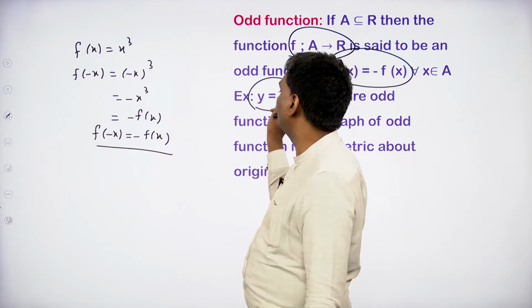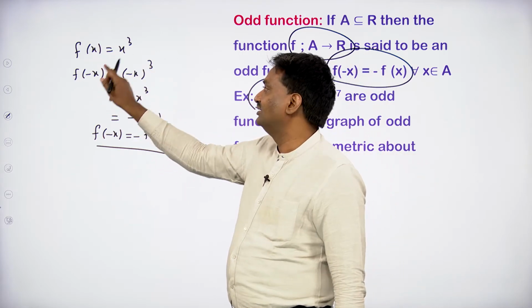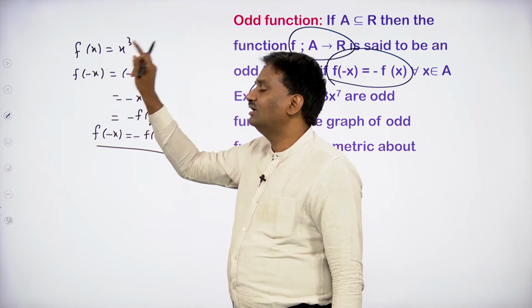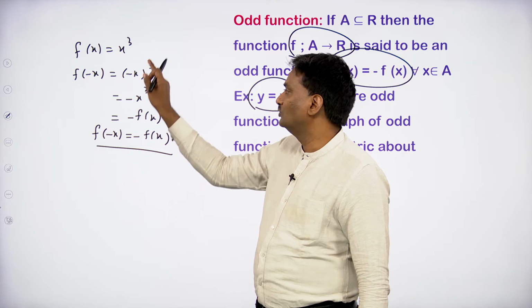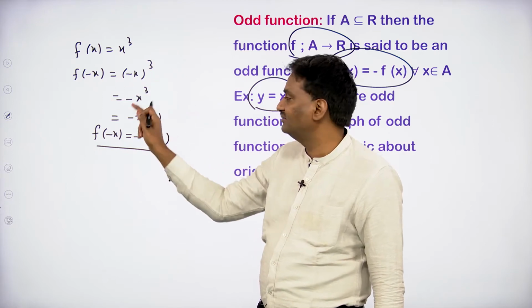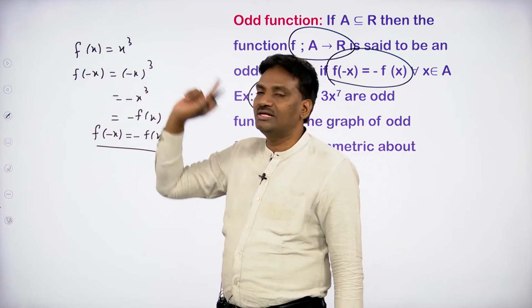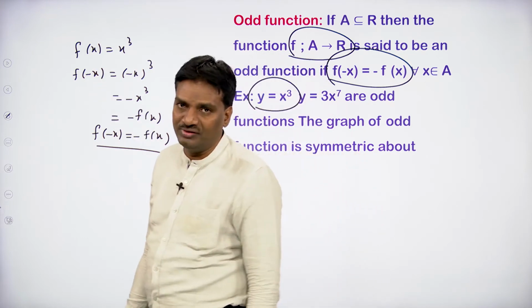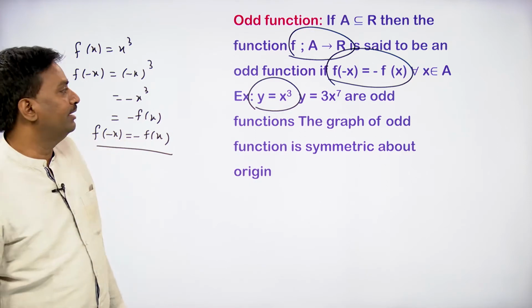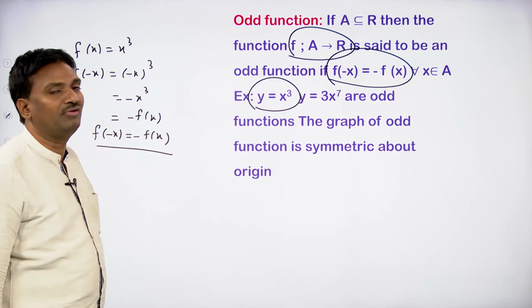If we take y equal to x cube, y is nothing but f of x equal to x cube. In place of x, by writing minus x, f of minus x equals minus x whole cube. So that is minus x into minus x into minus x, which is minus x cube. Minus x cube is nothing but minus f of x. So we have gotten f of minus x equal to minus f of x. So we can say the function f of x is an odd function.